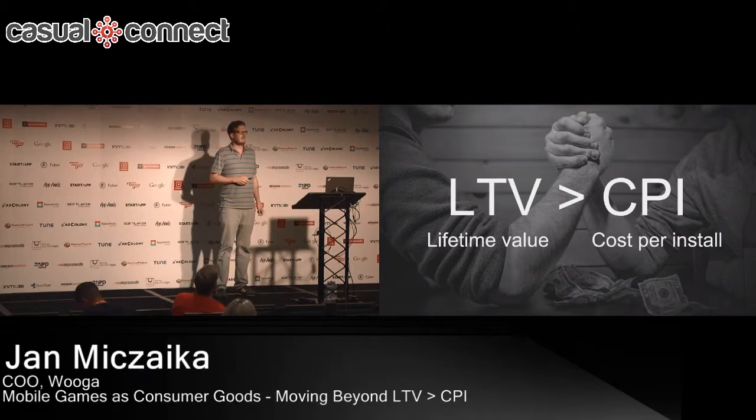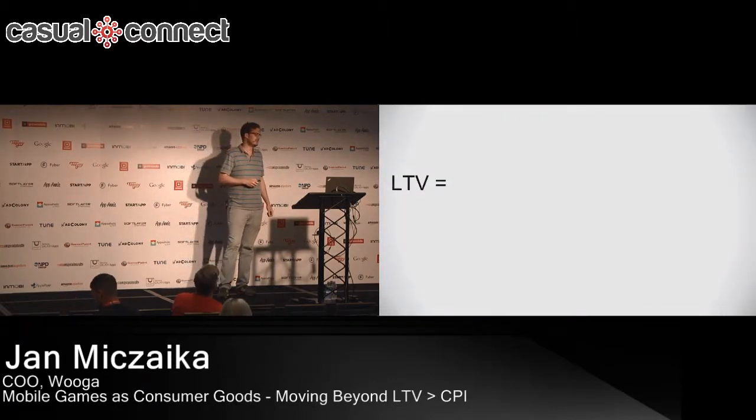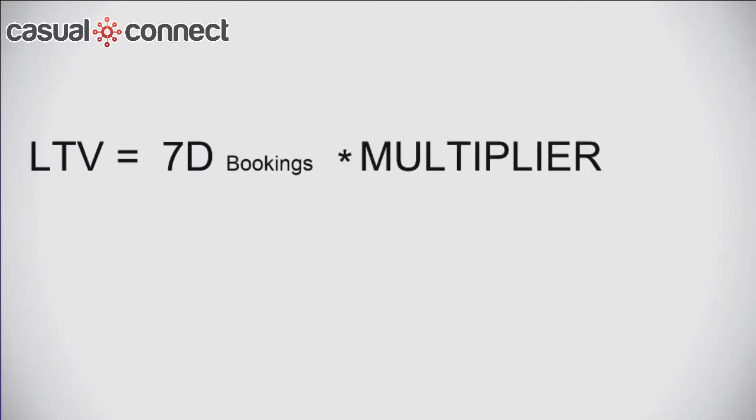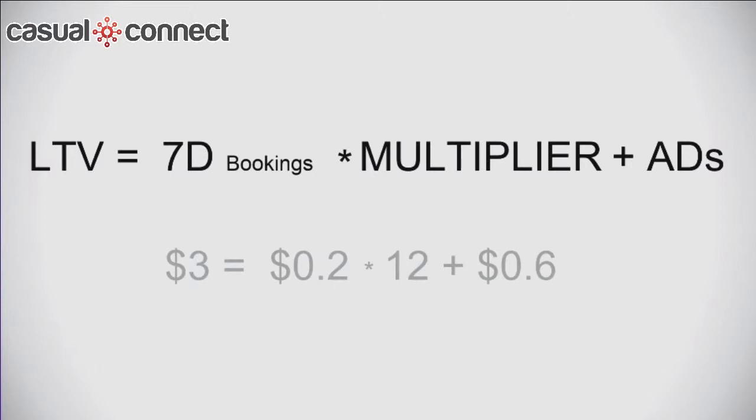Starting with LTV, that's definitely the more tricky bit. We define LTV as the 7-day bookings a user pays. So we take the sum of the revenue of the first 7 days, and then we multiply that out. I'll explain what this multiplier is in a few seconds. What you have in here is the 7-day retention and spending potential, and then a multiplier which reflects the lifetime value of the user. And we add ad revenue.